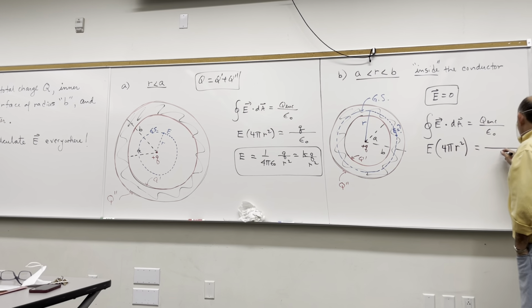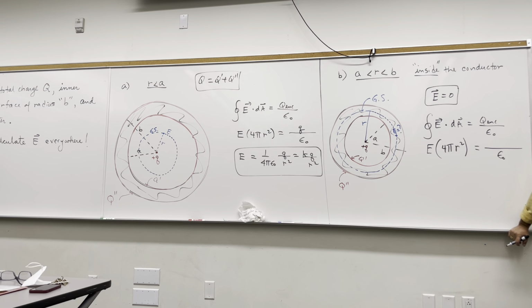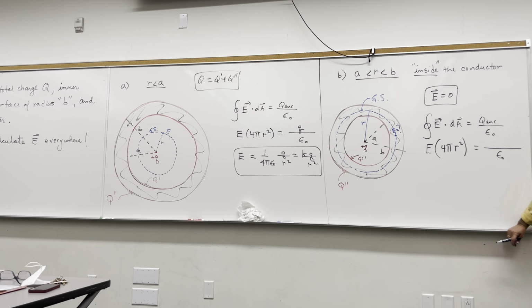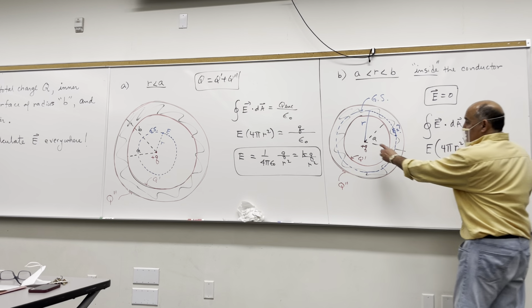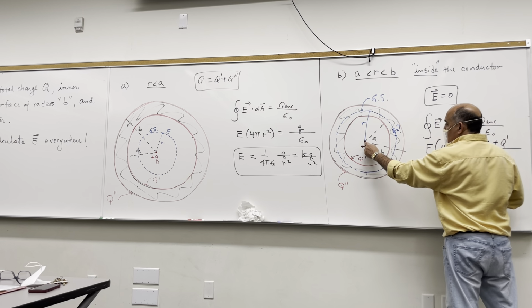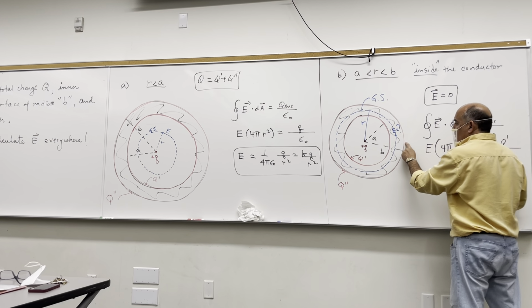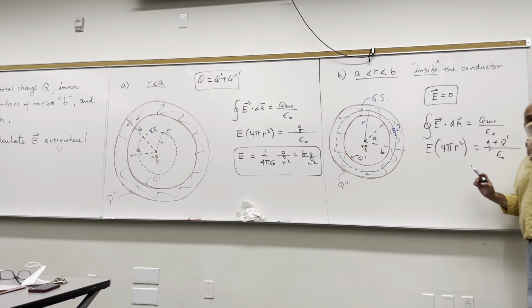And on the right-hand side, what should be in the numerator of this expression? What's the charge inside my Gaussian surface? q and q prime? Exactly. I have a little q at the center, and I have a q prime. So this is inside my Gaussian surface in blue, and this q prime is inside my Gaussian surface in blue. The q double prime is outside of it.